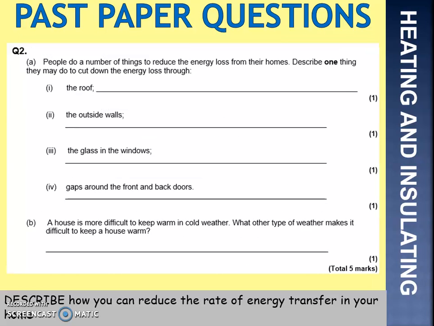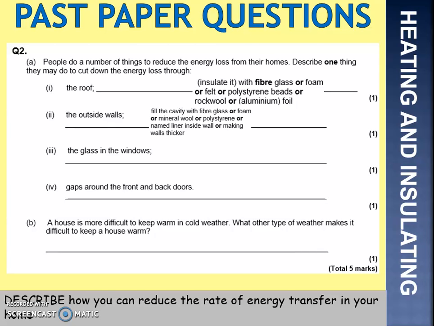Attempt question 2 there. Please pause the video whilst you attempt it. Okay, so people do a number of things to reduce energy loss from their homes. Describe one thing they may do to cut down the energy loss through the roof. You can insulate it with fiberglass, foam, felt, polystyrene, rock wool or aluminium foil. Any of those, you need to state you insulate it, but you need to state what you'd insulate it with.